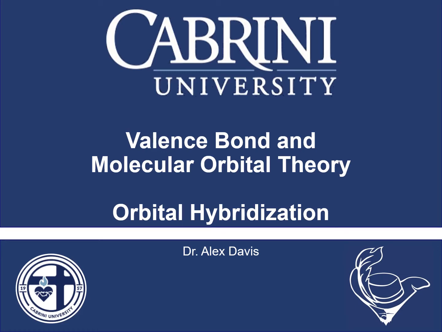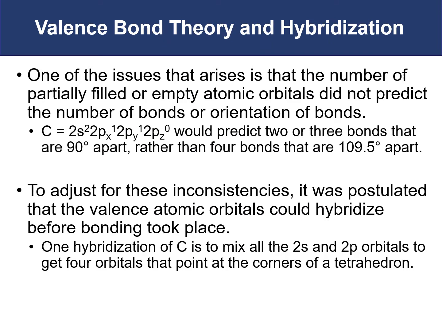In this video, we will talk about what we mean by orbital hybridization as it pertains to the valence bond and molecular orbital theories. As a quick review, valence bond theory uses the idea that chemical bonds occur through the overlap of those quantum mechanical orbitals that we dealt with when we were talking about electron configurations. One of the issues that arises is that the number of partially filled or empty orbitals do not predict the number of bonds or the orientation of the bonds.